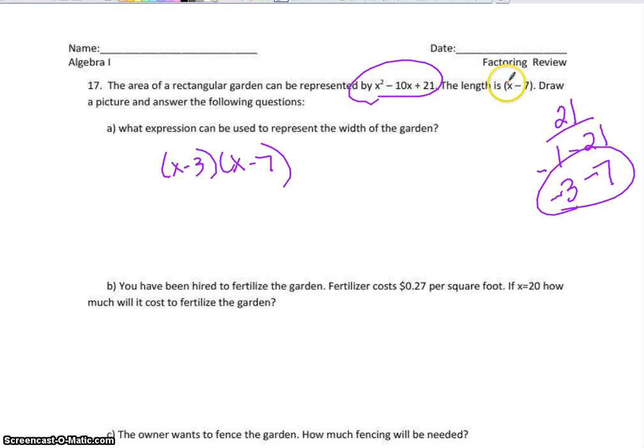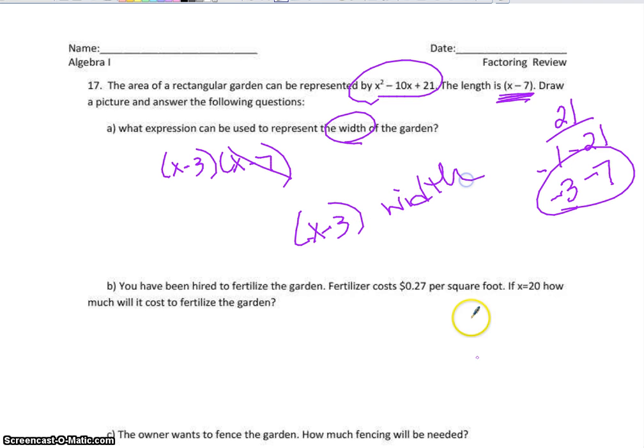They gave me the area, they gave me the length, that one, and they want to know the width. It must be the one that's left. x minus 3 is your width.